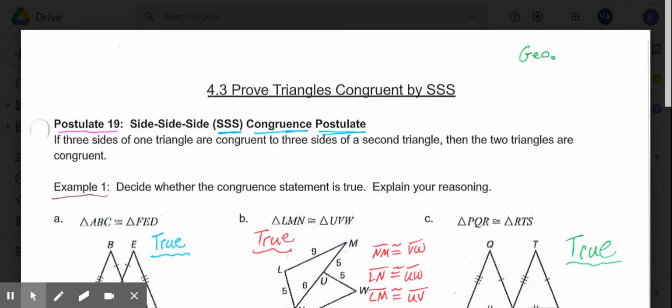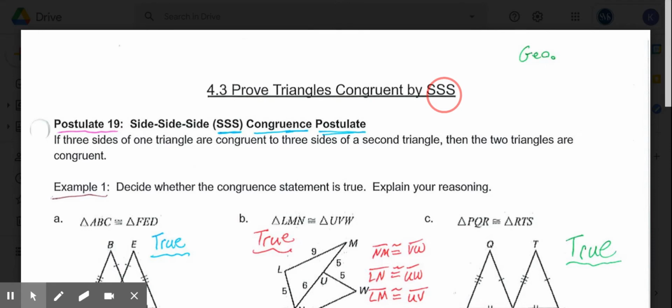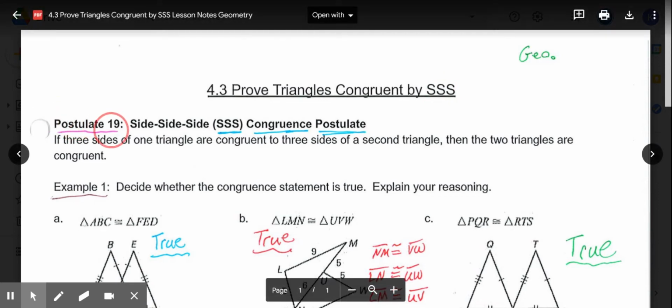Welcome to lesson 4.3, Prove Triangles Congruent by SSS. So the first thing we want to do with this title is make sense of this SSS part. And where that comes from is Postulate 19. Postulate 19 is the side-side-side congruence postulate, or we shorten that to the SSS congruence postulate.